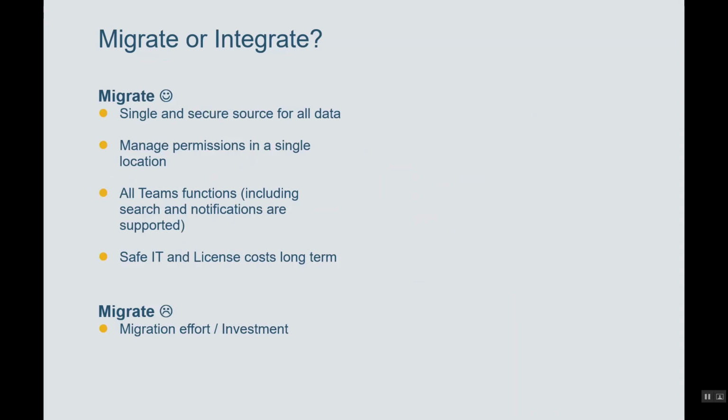If you decide to migrate all your information, that gives you a few advantages. For example, you have a single location where all your information is stored, and a single location where you should be managing all these permissions. All Teams functionality, including search and notifications, for example, are supported. And in the longer term, that will give you a save in license and IT cost of maintenance because you're only maintaining one platform, which is actually managed by Microsoft because it's Office 365. On the other hand, you have to spend some effort in migrating that legacy data from your old document management system into the new environment.